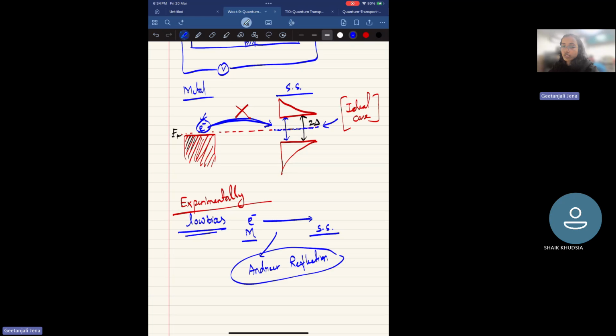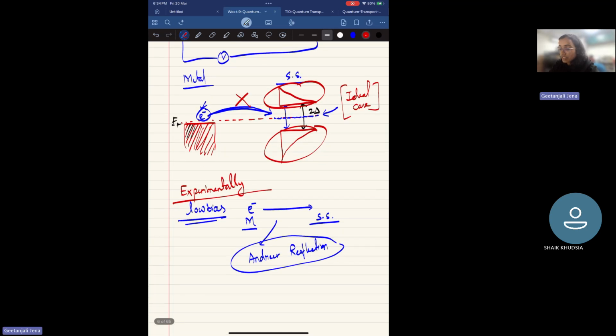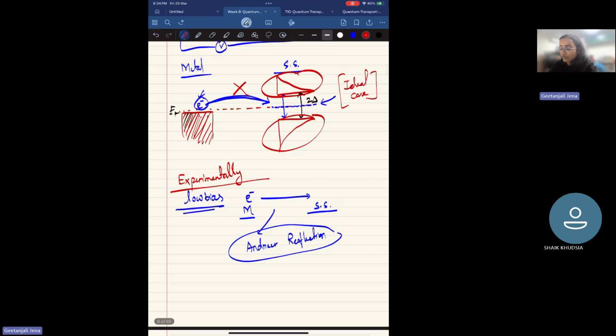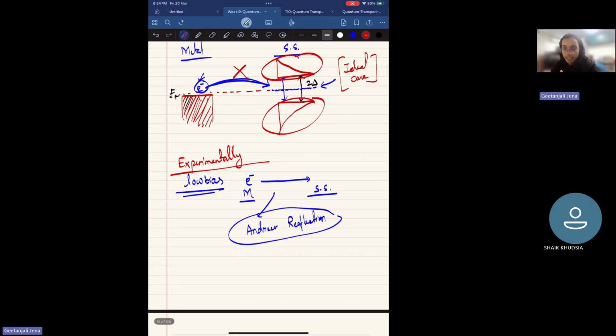For high bias case, it's possible for the electron to move, because if you apply more bias, then you will be able to move these states up and down. So for that state, it's possible to see the electron movement. But for a low bias, the Fermi levels are nearly the same, and ideally, it's not possible for the electron to move from metal to superconducting side. But experimentally, it has been observed that it's possible for electron to move from metal side to the superconducting side. And this is because of the Andreev reflection.